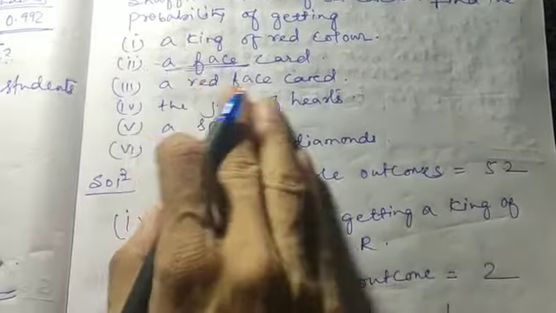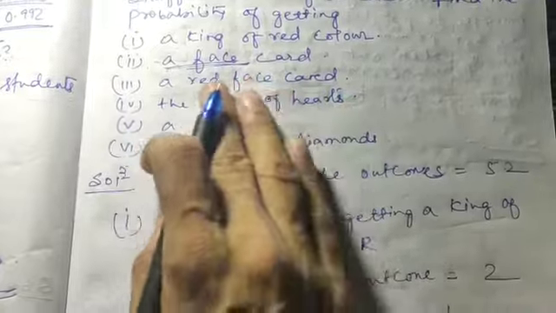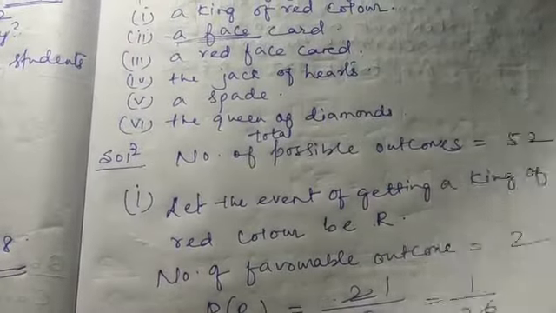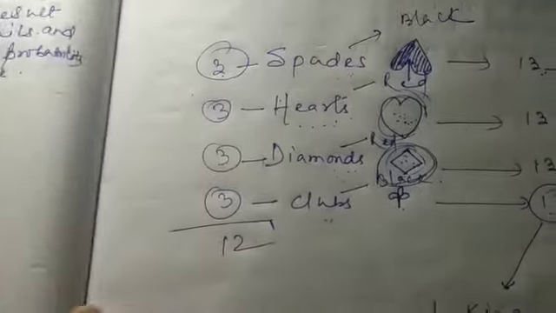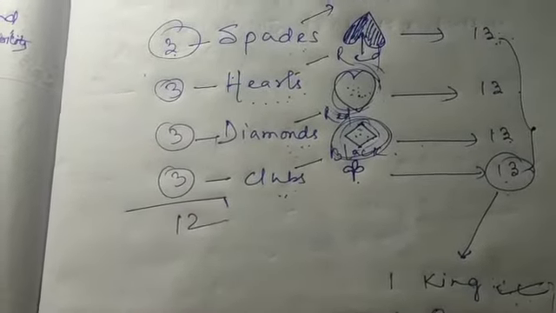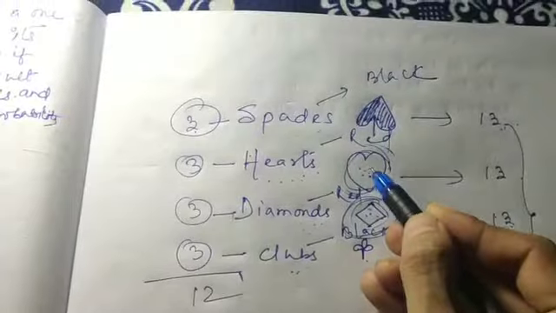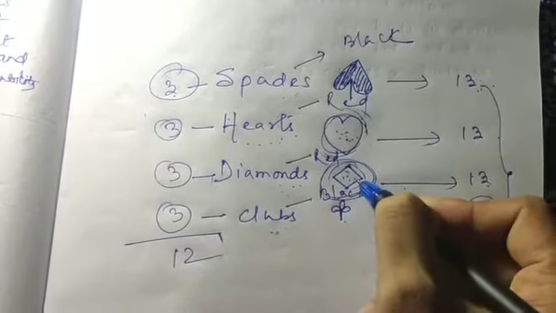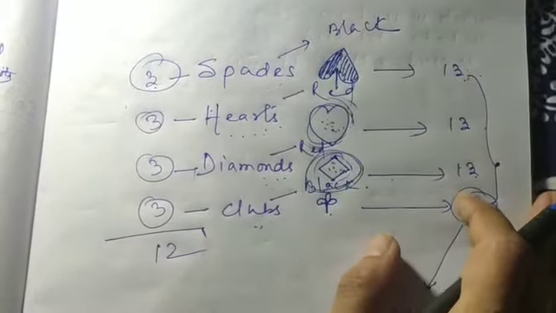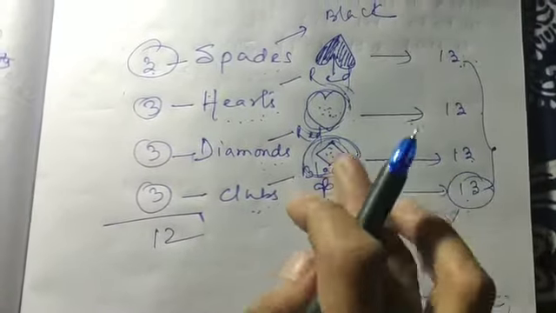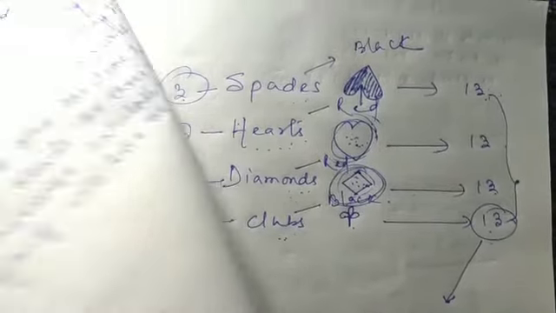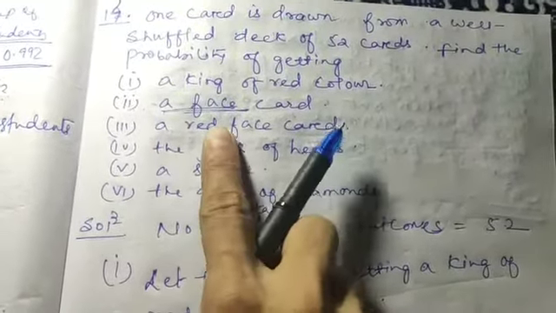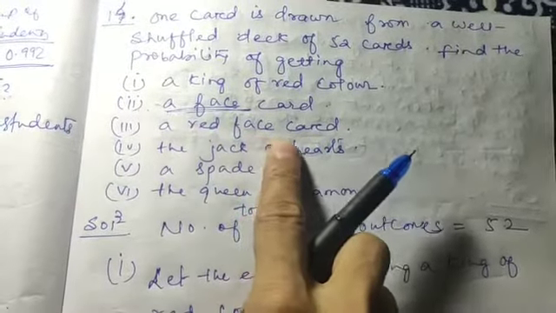In the same way, a red face card. In number 2 it was only a face card, but in number 3 it is a red face card. How many red face cards are there? This is red in color, this is red in color. So here 3 face cards, here 3 face cards. Total 6 face cards, right? Here the favorable outcome will be 6. So 6 by 52 will be the probability of choosing a red face card.